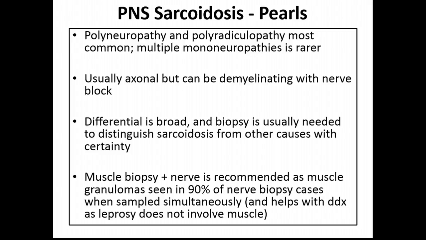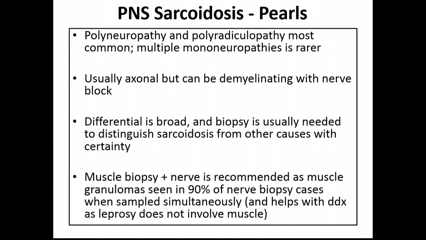So the classic presentation, if it's going to affect the peripheral nervous system, is that often the patients have had sarcoidosis for some time. It's less common that you're going to make the diagnosis of sarcoidosis as a neurologist, although it happens. You can have a polyneuropathy or a polyradiculopathy. Multiple mononeuropathies are rarer, but it's on the list. And the problem is that it can be all over the map, right? We say it's usually axonal, but it can be demyelinating, right? That sort of covers all of electrophysiology. That doesn't help you as much.